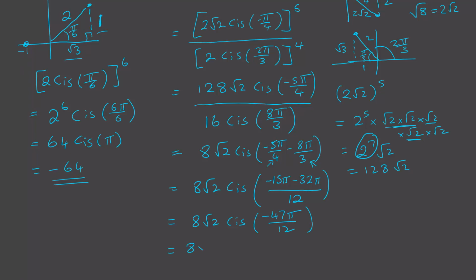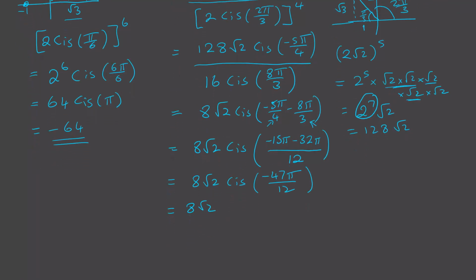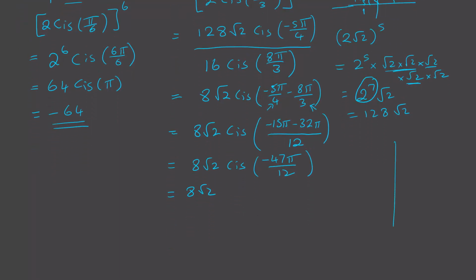So let's think about where that is. So if we start here, this would be -12 pi by 12, negative 24 pi by 12, negative 36 pi by 12, and all the way around to here would be negative 48 pi by 12, but it doesn't go quite that far. So it's going to be the same as cis pi by 12.